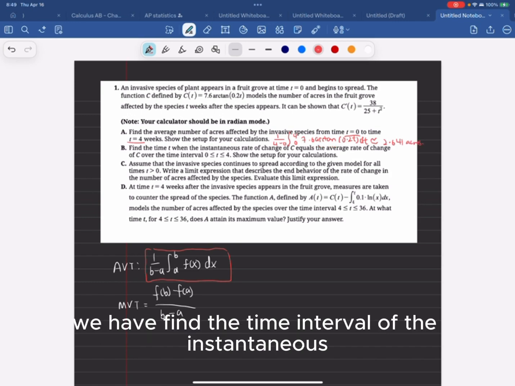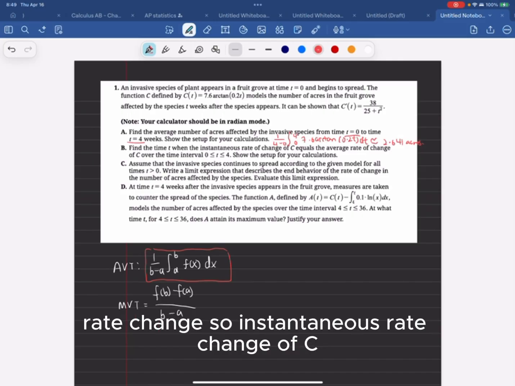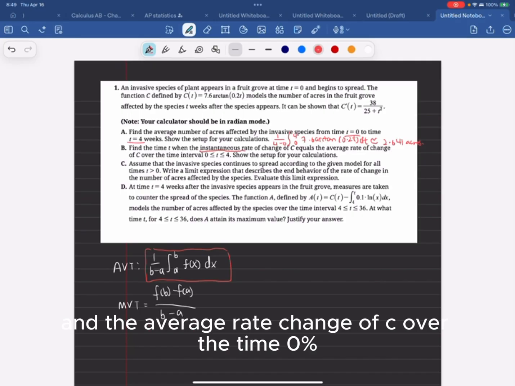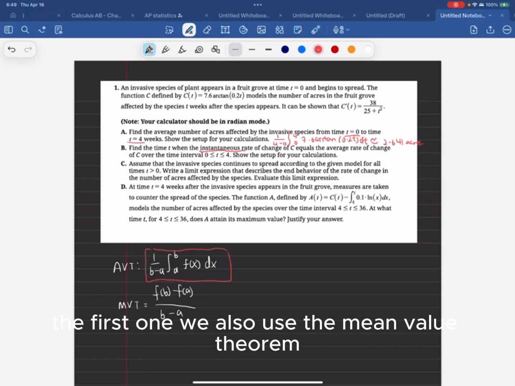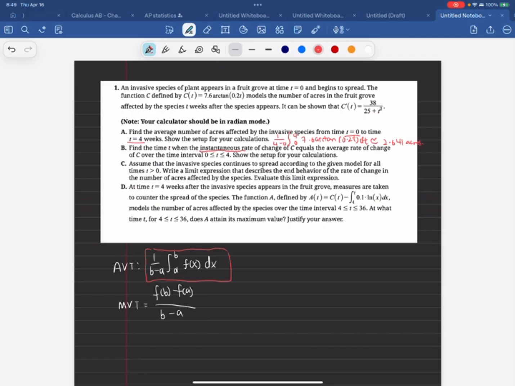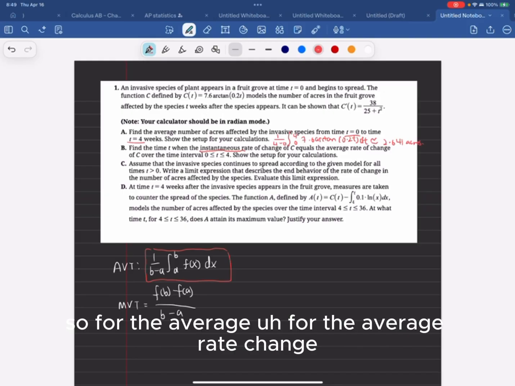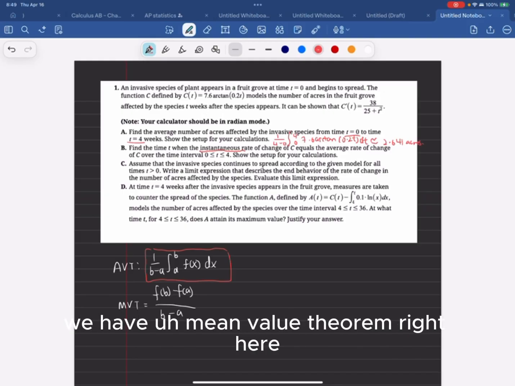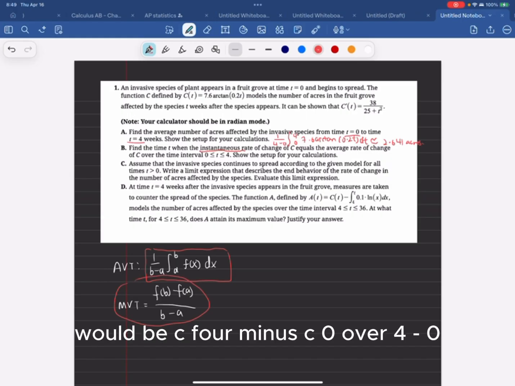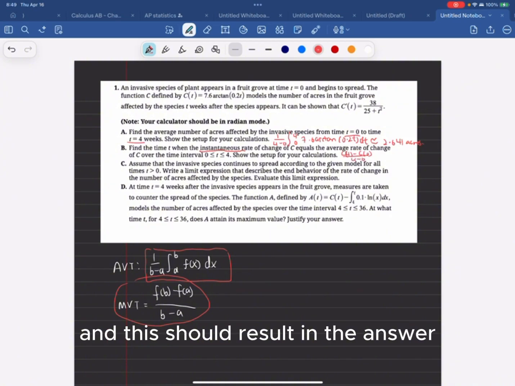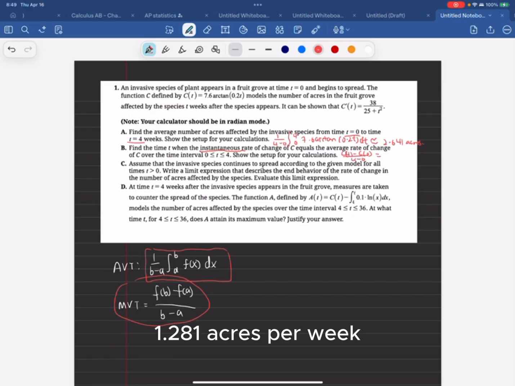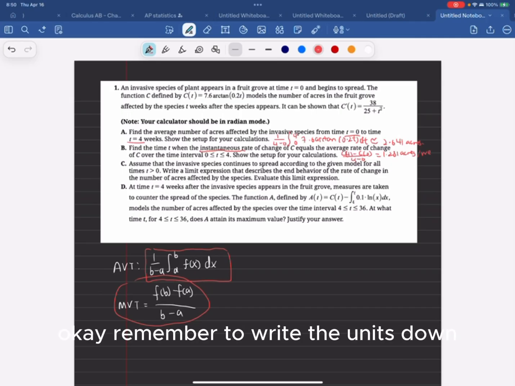For B, we have to find the time at which the instantaneous rate of change of C equals the average rate of change of C over the time interval 0 < t < 4. For this one, we also use the mean value theorem. For the average rate of change, the setup would be (C(4) minus C(0)) over (4 minus 0), and this should result in 1.281 acres per week. Okay, remember to write the units down.